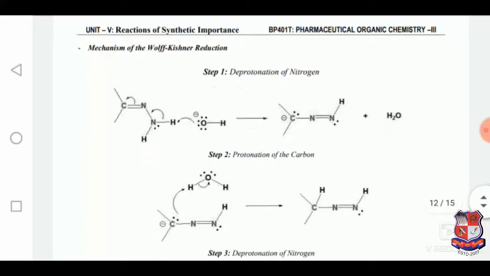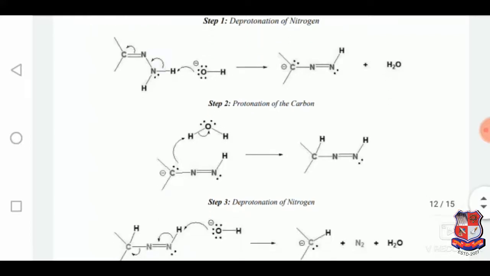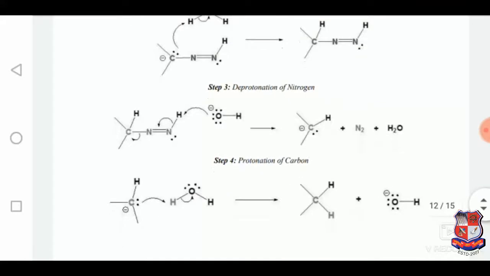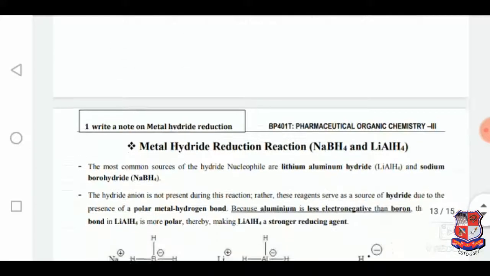This is the mechanism of Wolff-Kishner reduction. In the first step, deprotonation of nitrogen takes place. In the second step, protonation of carbon takes place. In step 3, deprotonation of nitrogen again takes place. And the fourth step is protonation of carbon, as previously described.